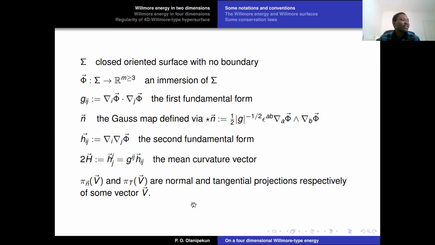And then each time we can project a vector either to the normal bundle or to the tangential bundle. So pi n of v will be the normal projection, and pi t of v will be the tangential projection of some vector. Okay, so with these notations, and of course with repeated indices, that's just the usual Einstein convention. With all this, now let's see.